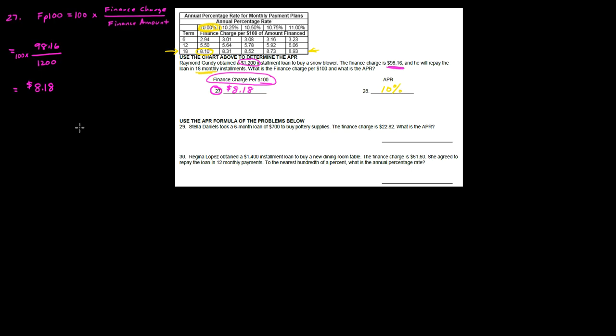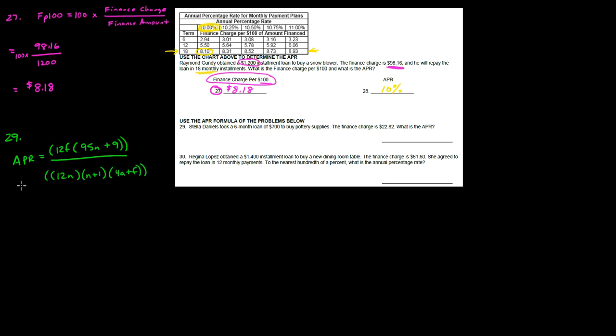All right. When we look now at these two problems on the bottom, they're pretty much the same type of problem, so we'll just do one, and we'll just do 29. Remember, we need the APR formula. The APR formula is 12F(95N + 9) all over 12N(N + 1)(4A + F).